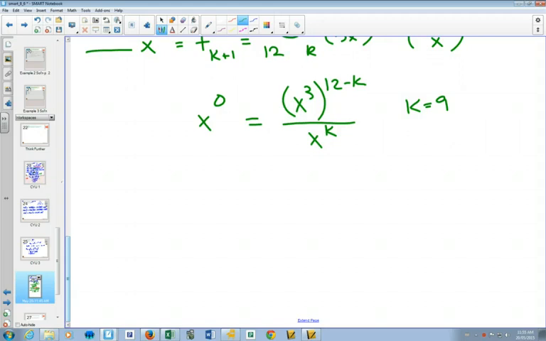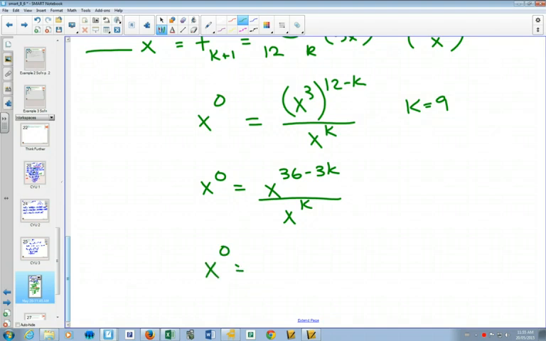You can also solve this algebraically because you just have to use your exponent laws. So algebraically, what does this look like? This is going to be x to the 36 minus 3k on the top over x to the k on the bottom. What is your exponent law for dividing? Subtract, right? So now this is x to the 0 on this side, and on this side you'd have 36 minus 3k, and then you'd subtract another k.